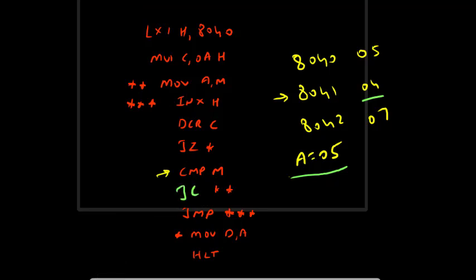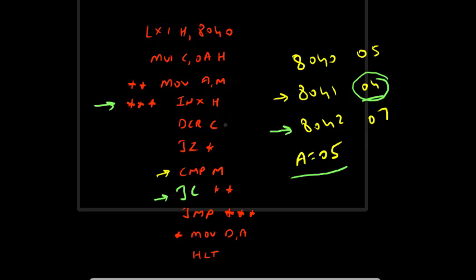Okay, by the way, when we compare, CMPM is done, so the data of A is compared with the memory pointer which is 04. Now carry will not be generated because A is greater, so this JC condition is not satisfied, so it will jump to the triple star at this point. So next we have INX H.